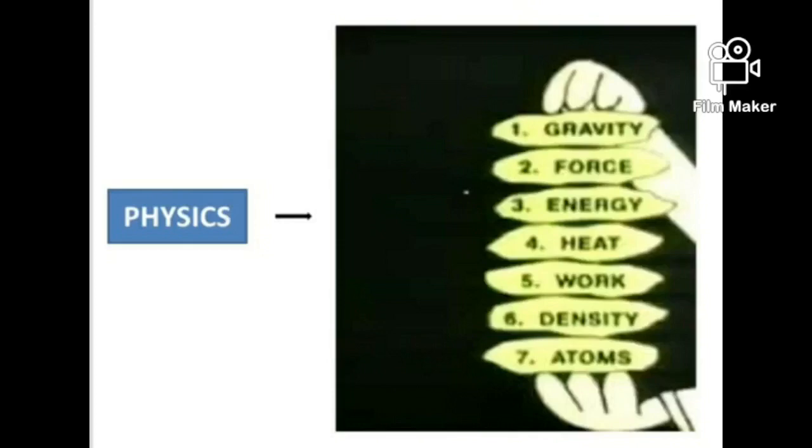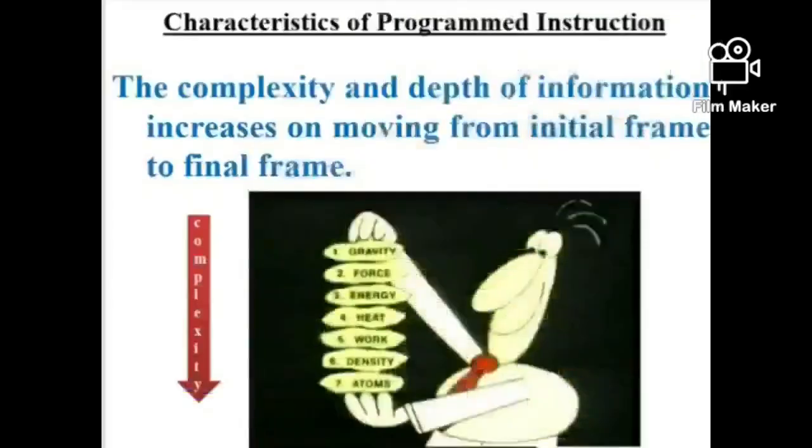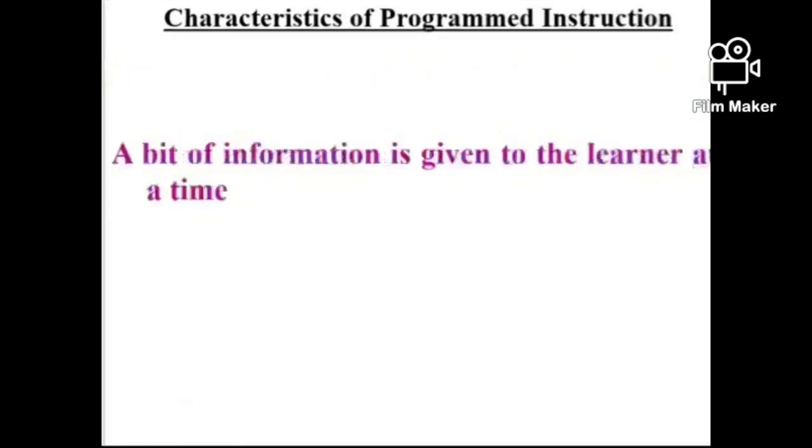6. Density. And 7. Atoms. The complexity and depth of information increases on moving from initial frame to final frame. That means the second topic, force, is more complicated when compared to first bit of information, namely gravity. And the last one, atoms, is the most abstract and complicated topic among these.